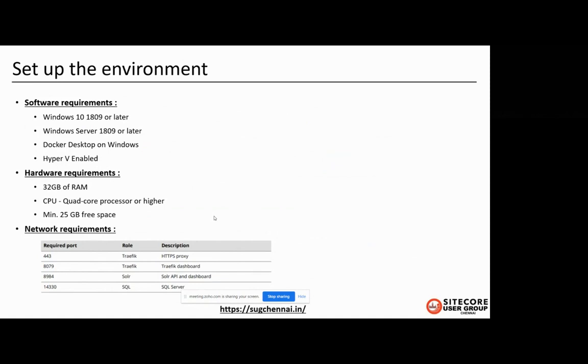On the hardware side, we need a minimum of 16 GB of RAM. But if you want to use XP scaled and so on, a minimum of 32 GB is recommended. For the CPU, we need a quad-core processor or higher, and a minimum of 25 GB of free space is required.